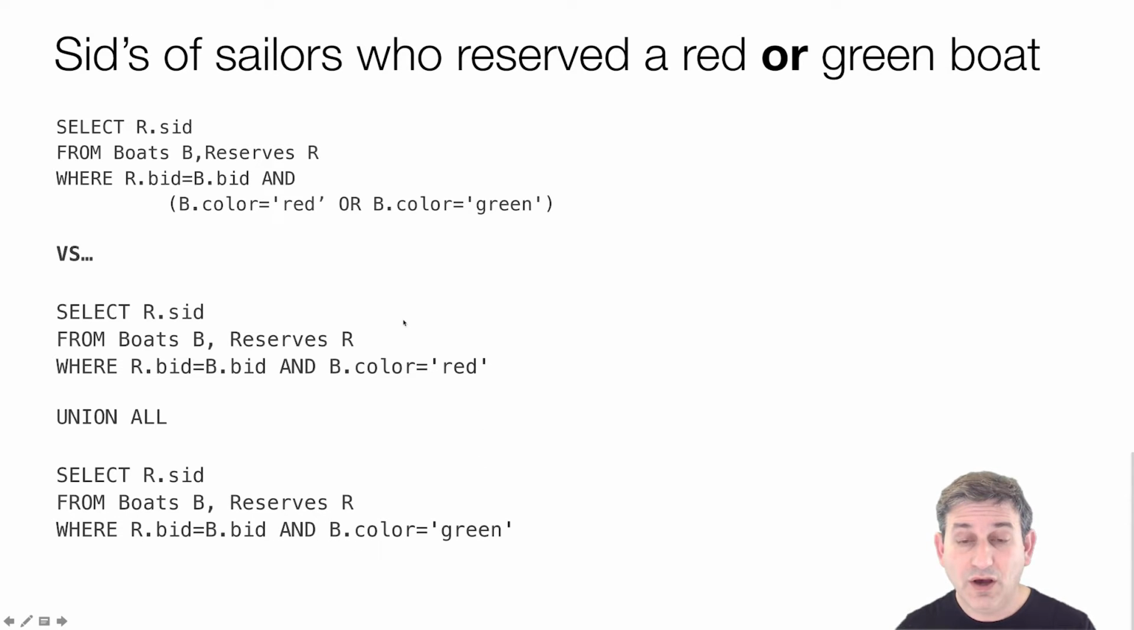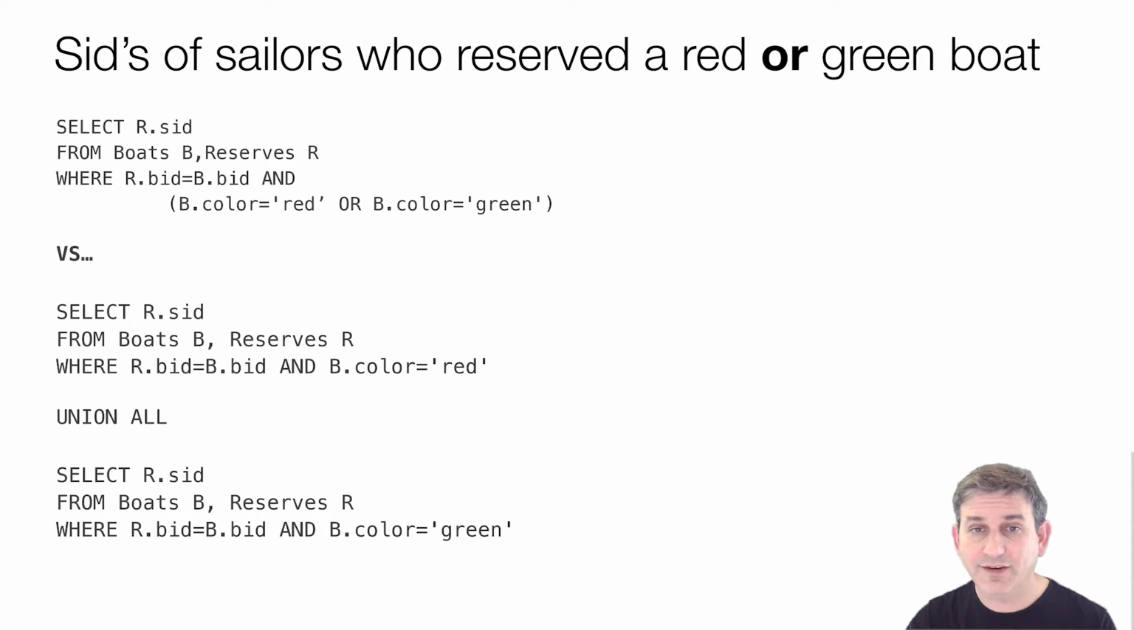So we're taking all of the reservations for red boats, outputting the SID, and we're unioning it with all of the reservations for green boats and returning the SID. And this union all says, let's not remove any duplicated SIDs if we see them. So we'll get each SID out if it's for a red boat or a green boat. Okay? Those two queries are equivalent. They're going to give you the same answer.